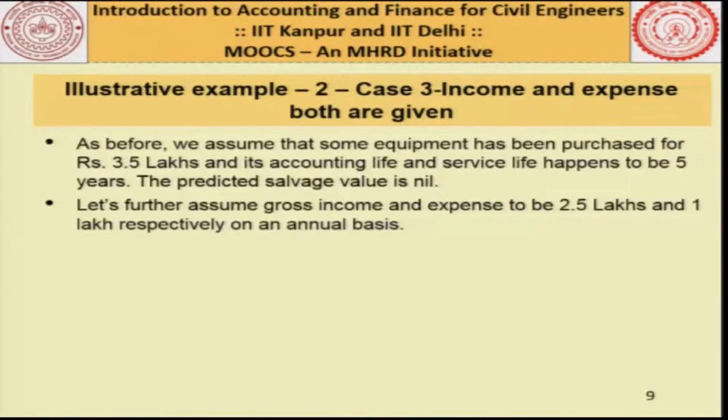Now, we will see the last case here, in which we are assuming that income and expense both are given, and this is what is most practical, because in most of the cases you will be knowing what is the income that you are getting and what is the expense you are getting. So, let us assume as before, we are purchasing equipment for 3.5 lakh, salvage value is nil, life is 5 years. Let us further assume that the gross income is 2.5 lakh and expense is 1 lakh, and that this whole 1 lakh is admissible for taxes. That means you are going to get benefit on this particular expense. So, let us do the calculation again.